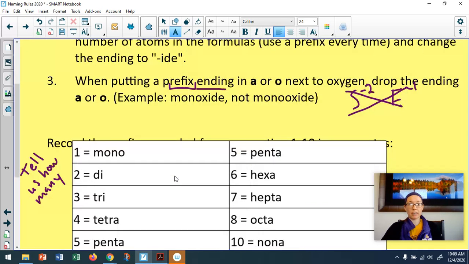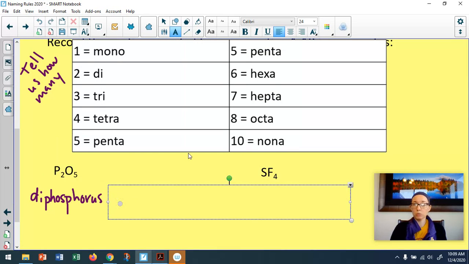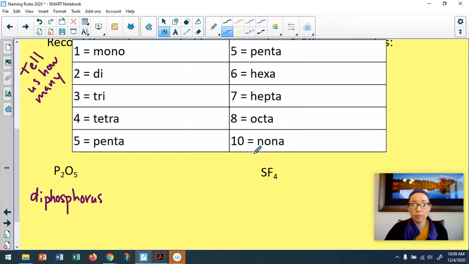So please just add that in. So diphosphorus, let's get back to the pen. Penta would be my normal one, but because it's going next to O, I'm going to drop the A and simply write pentoxide. So diphosphorus pentoxide is our name for P2O5.